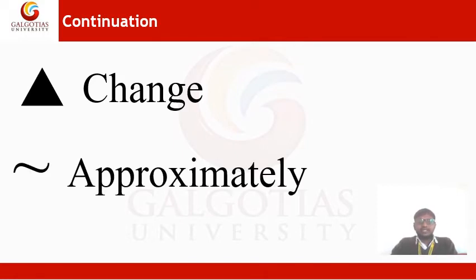Next one, you can see approximately. The symbol is a horizontal S. That is approximately. It's not perfect. Approximately means it's not exactly quantitative. We are not giving exactly 100 mg, 200 mg, 300 mg. Approximately means between some values, or something like that.